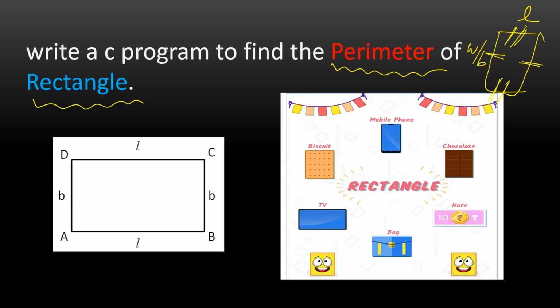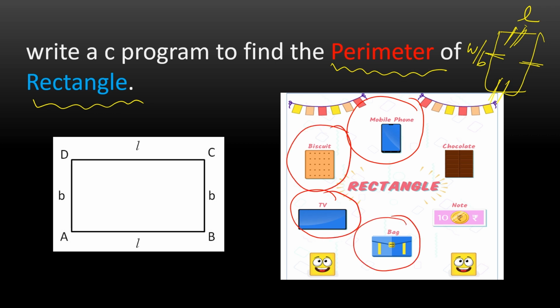In your real life examples, here are few examples: mobile phone, TV, biscuit, school bag, and currency note. All these are examples. Now coming to rectangle, it will be like this, where this is called length. As I told, this is called breadth or width. Now think that we have known the definition of rectangle where opposite sides are equal.